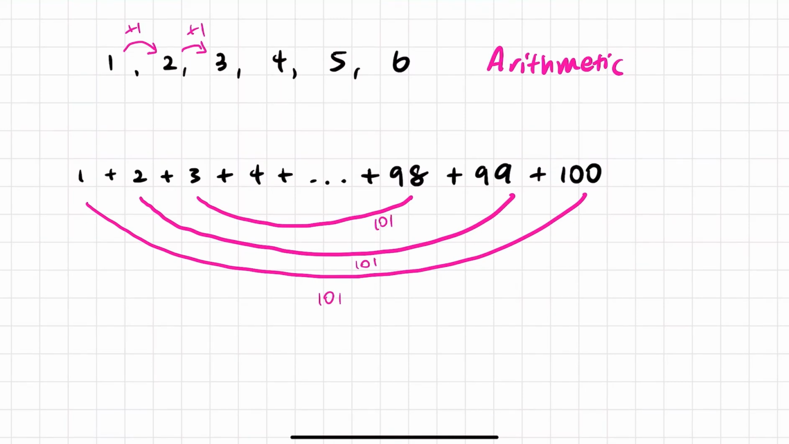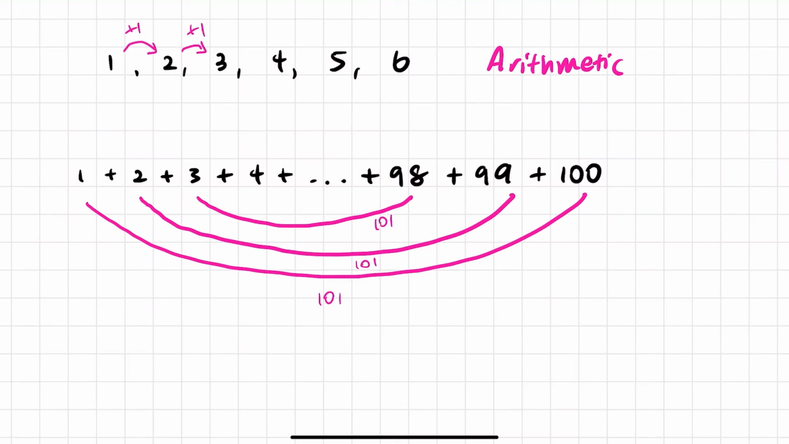So the question is, how many of these pairs do we have? What do you guys think? If you just continue adding the pairs, somewhere in the middle you'll get 50 and 51, and then you would add those together to get 101. So the answer to the question of how many pairs there are is 50 pairs. Between the numbers 100 and 1, there's 50 pairs.